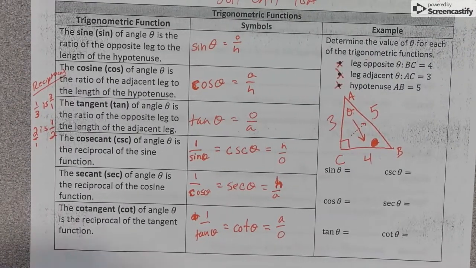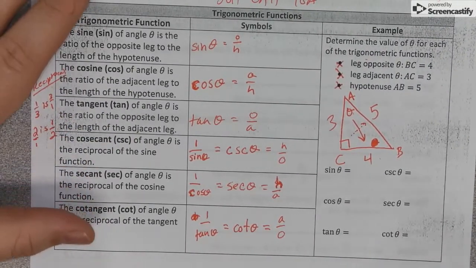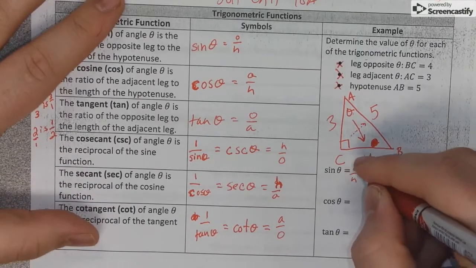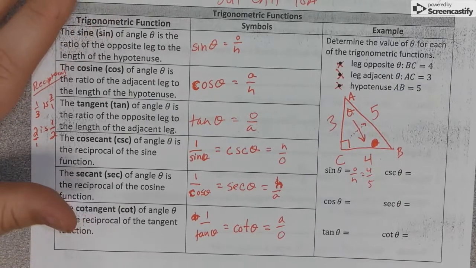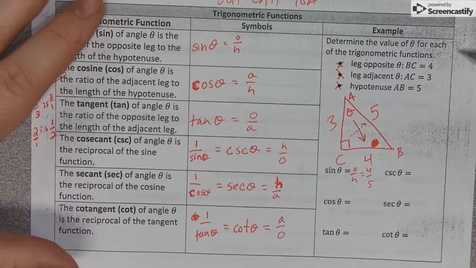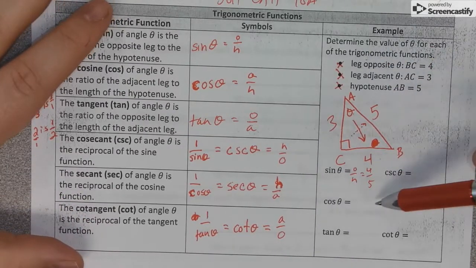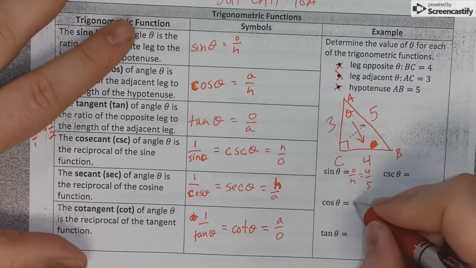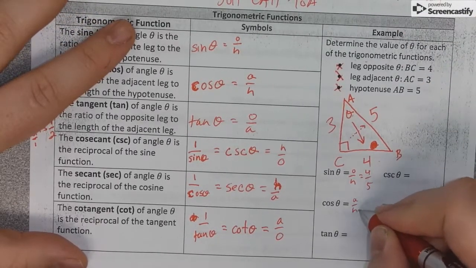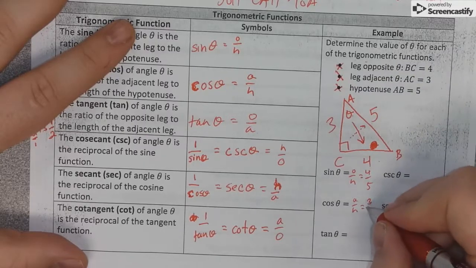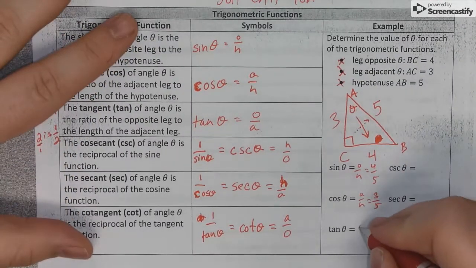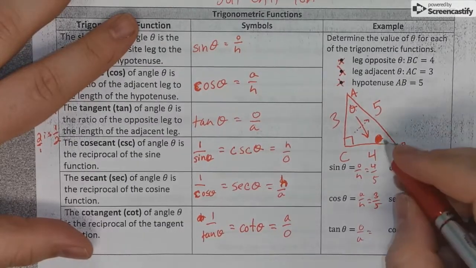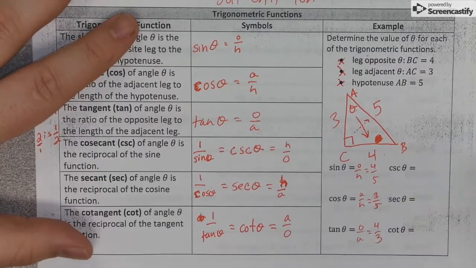So sine theta is opposite over hypotenuse. Opposite is 4 and hypotenuse is 5. Cosine theta is adjacent over hypotenuse, so that's 3 over 5. And tangent is opposite over adjacent, so that's 4 over 3.